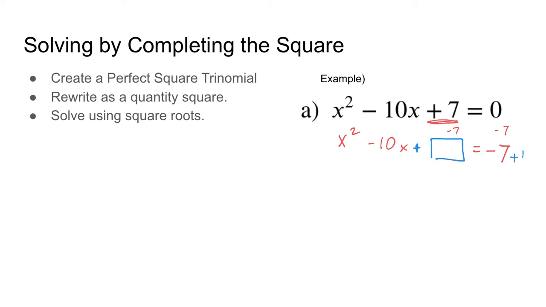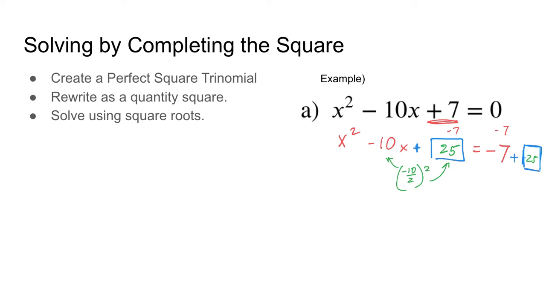But here's the thing. You have to remember that if you add something to the left-hand side of the equation, you have to add it to the right-hand side too. So let's figure out what goes in the box. This is no different than a couple of those problems we were doing at the end, where we take that negative 10, divide it by 2, and square it, and that's the number that goes in here. So negative 10 divided by 2 is negative 5. 5 squared is 25. So I'm going to end up adding 25 to both sides.